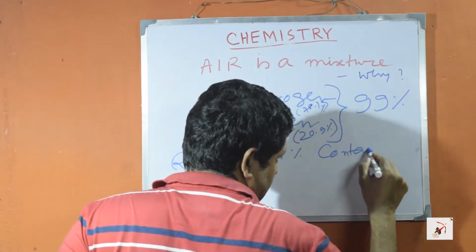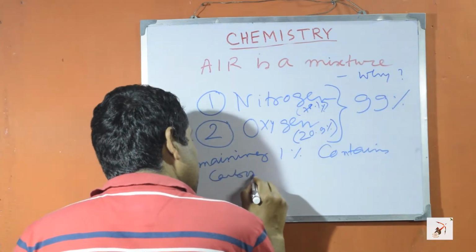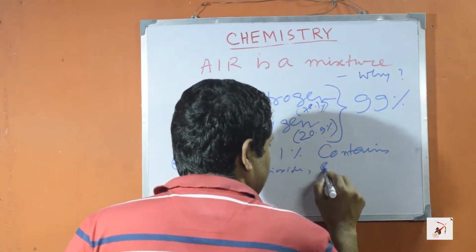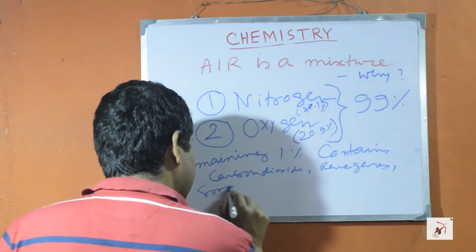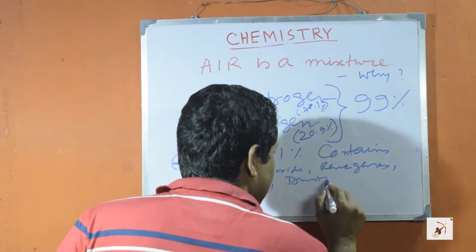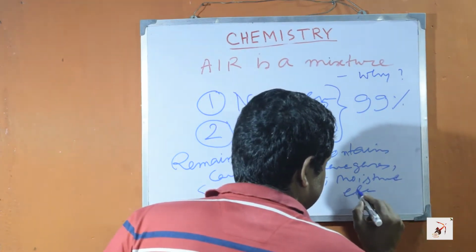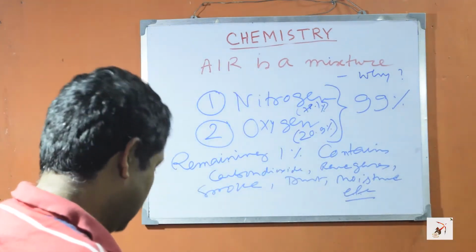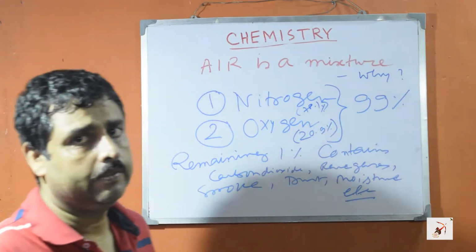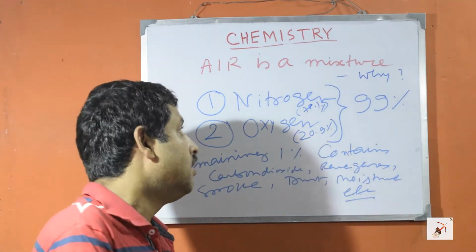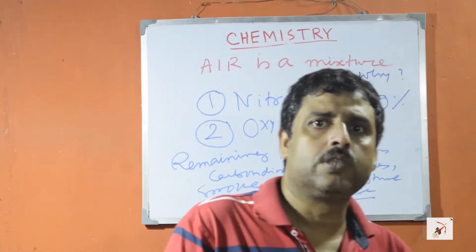contains carbon dioxide, rare gases, smoke particles, dust particles, moisture, that is water vapor, etc. So although it appears to us that it has the same composition, that it is homogeneous in nature, basically these components are variable from place to place and also seasonally variable.